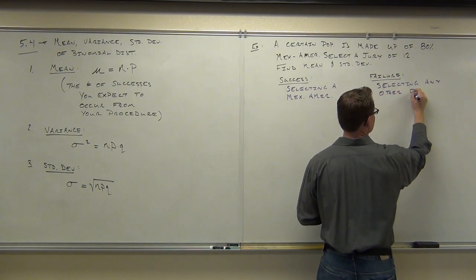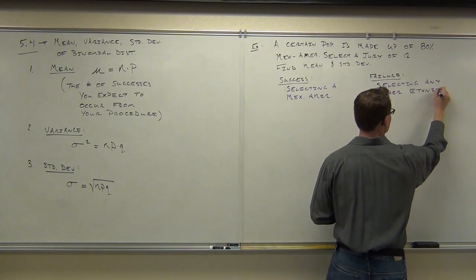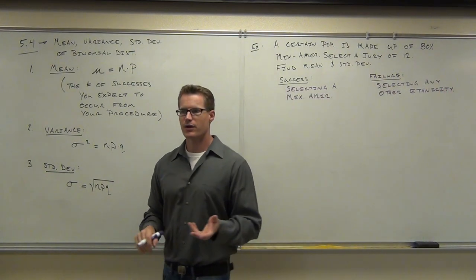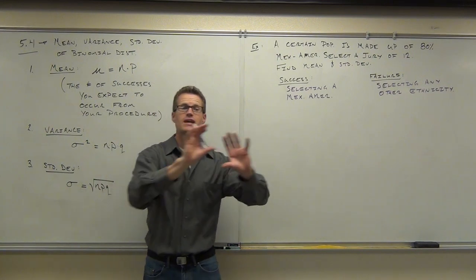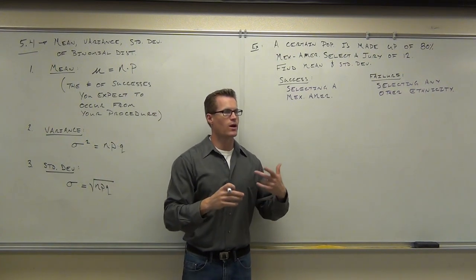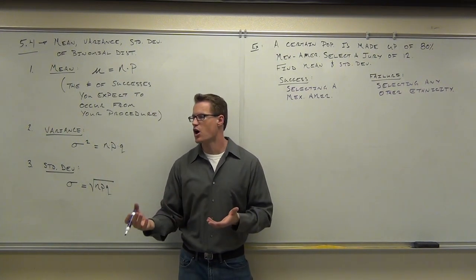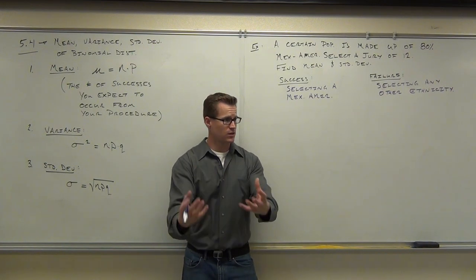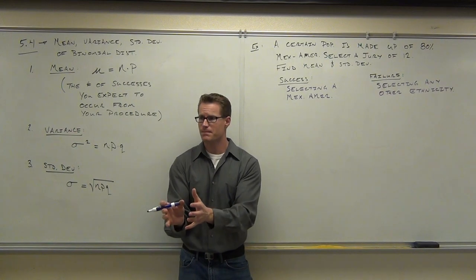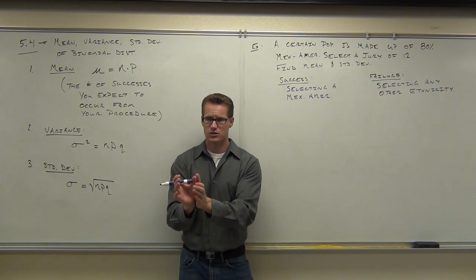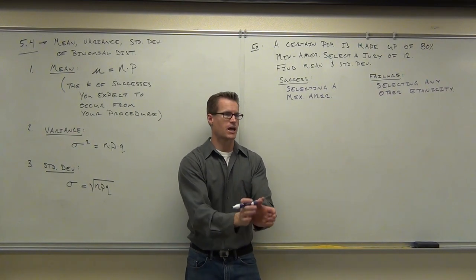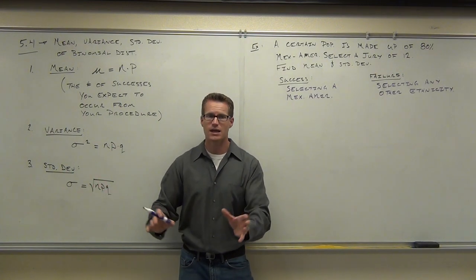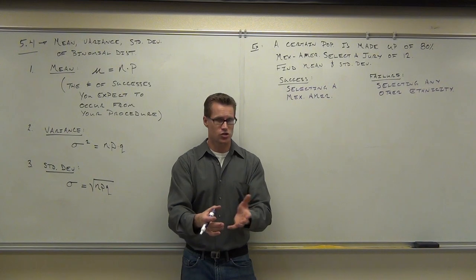Selecting any other ethnicity. So for this case, they're looking to support their case, right? They're looking to see whether Mexican Americans were actually chosen or not. That's why it's considered a success here. They're saying, we're looking for this group of people to be in our jury, and what should happen if our population is made up of 80% Mexican Americans and everybody else is not Mexican American. What we should get is 80% of that jury should be Mexican American.